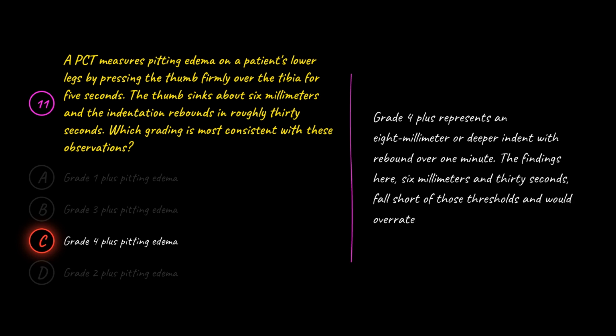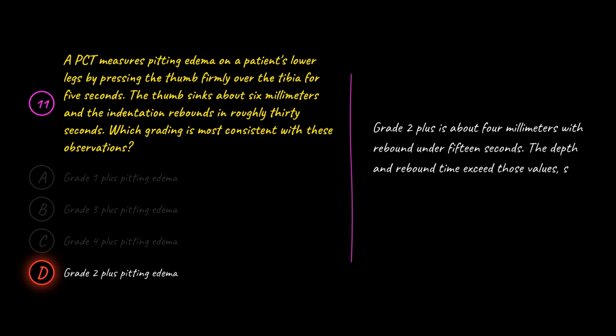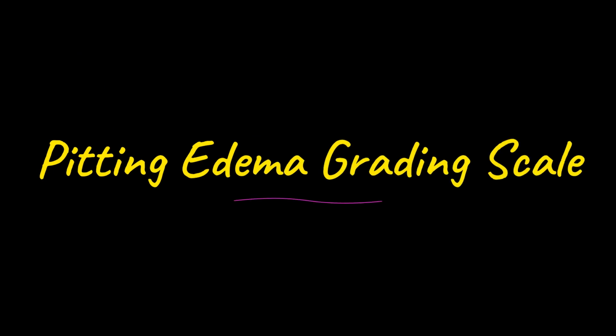D is wrong because grade 2 plus is about 4 millimeters with rebound under 15 seconds. The depth and rebound time exceed those values, so grade 2 does not match the recorded measurement and would underestimate the swelling. Pitting edema grading gives clinicians a shared, objective language for tracking fluid accumulation in peripheral tissues. Rather than vague descriptors like mild or moderate, the 4+ scale ties specific indentation depths to specific rebound times, allowing meaningful comparison across shifts and providers.